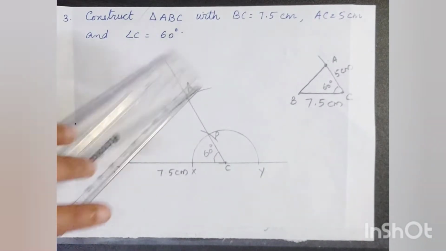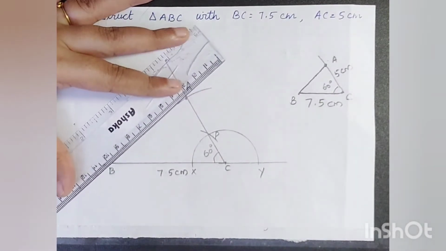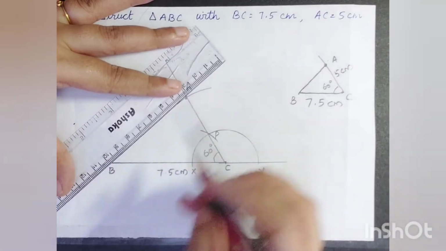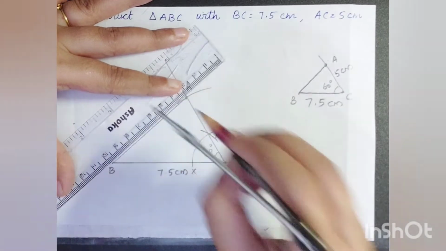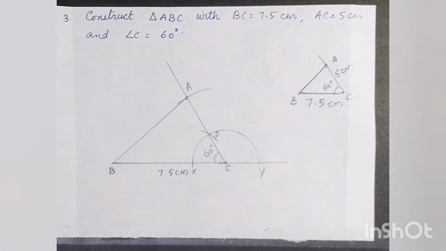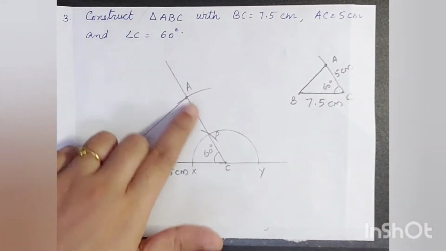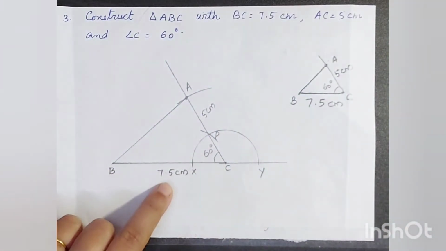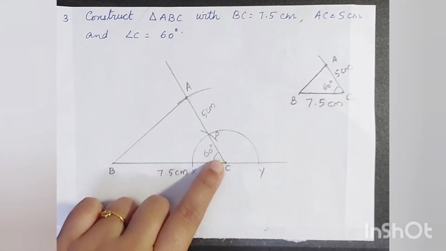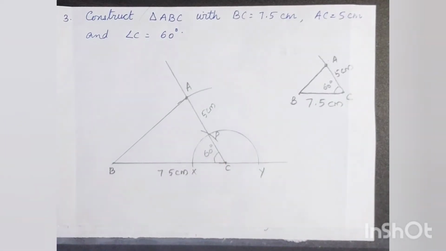Okay. Now join A and B. A and B. Okay. So this is our triangle. Now this AC is equivalent to 5 centimeter, BC is equivalent to 7.5 centimeter and angle C is equal to 60 degrees. So clear with this? Okay. Now let's move on to our next exercise. Okay, this exercise is over. Let's move on to the next exercise.